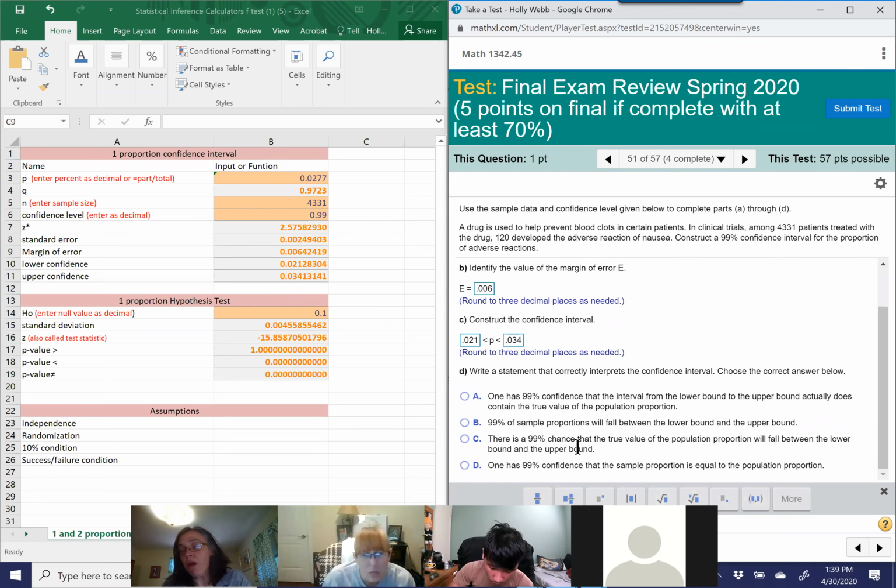And there's only one correct way to interpret this, which is that we have 99% confidence in the interval itself, that it actually contains the population proportion. So one has 99% confidence that the interval from the lower to the upper bound actually does contain the value of the population proportion. We don't know what that is, but we are 99% confident it's between those two numbers.